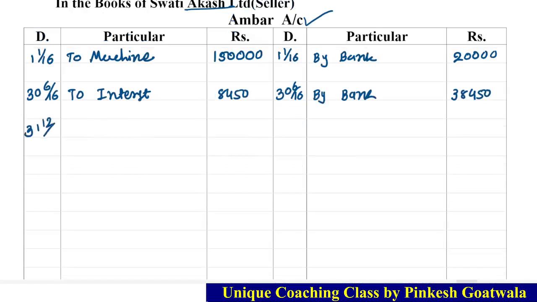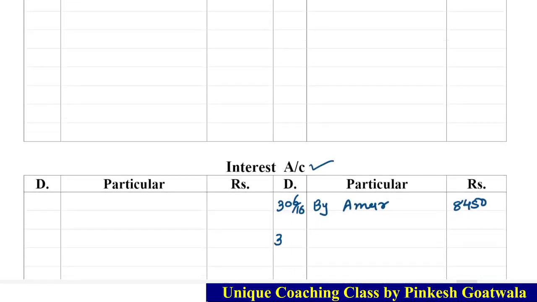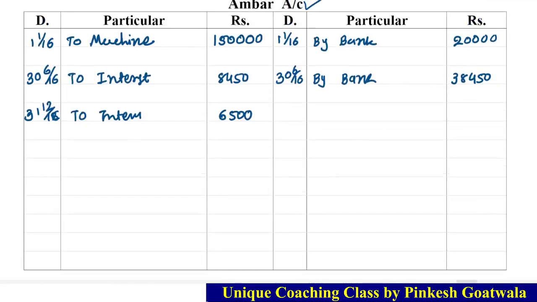First journal, Amber to interest. So Amber account debit and interest account credit. And then the next journal about the installment. Installment received, bank to Amber. So Amber account debit side. Clear? So here the year has been closed.